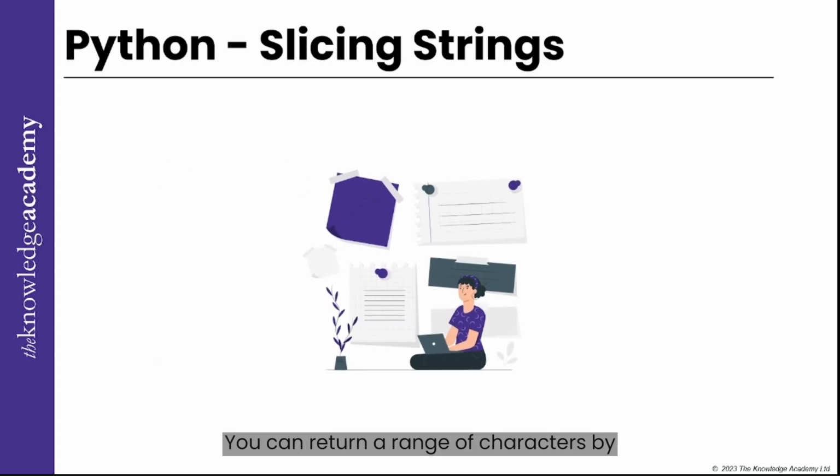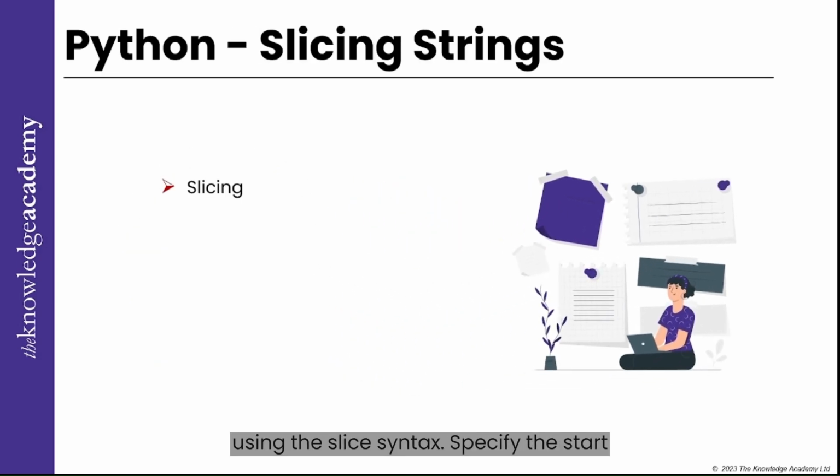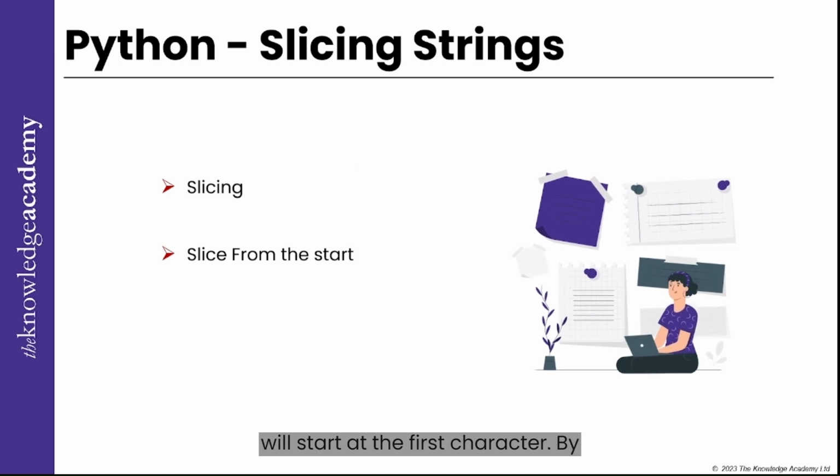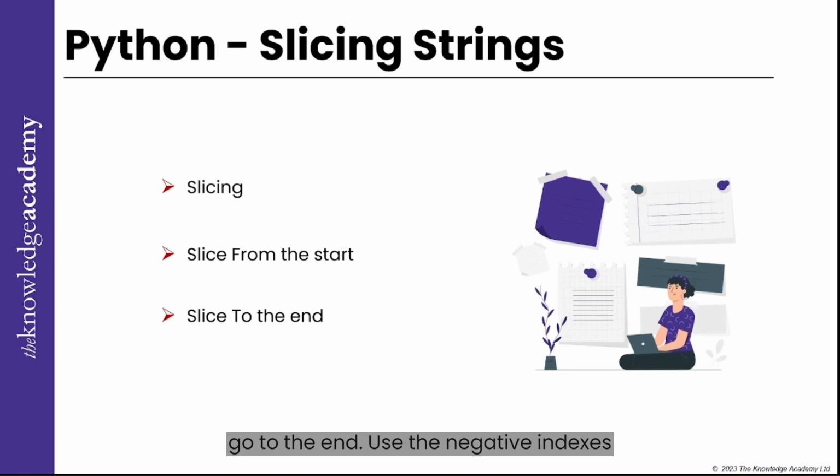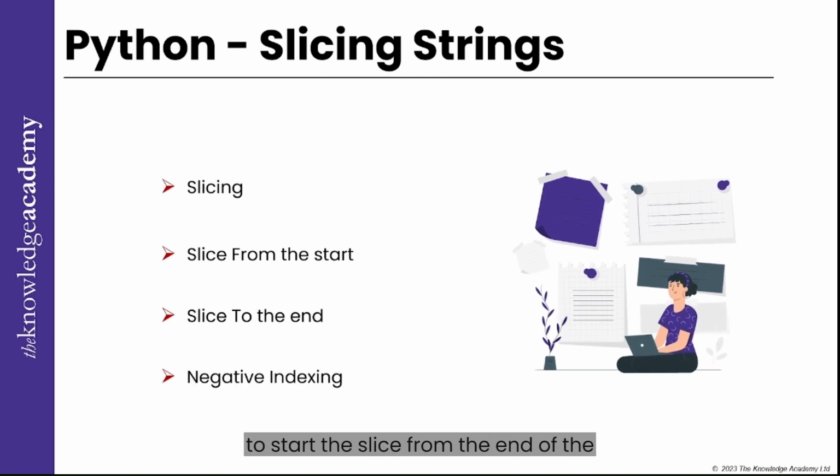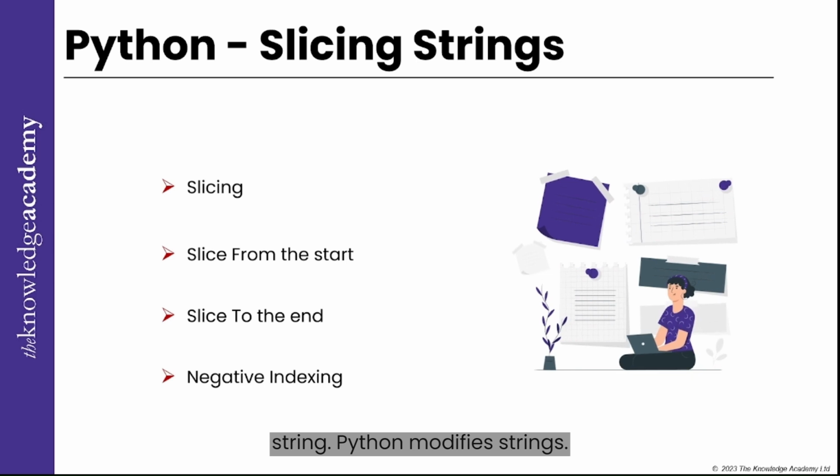You can return a range of characters by using the slice syntax. Specify the start index and the end index, separated by a colon, to return a part of the string. By leaving out the start index, the range will start at the first character. By leaving out the end index, the range will go to the end. Use negative indexes to start the slice from the end of the string.